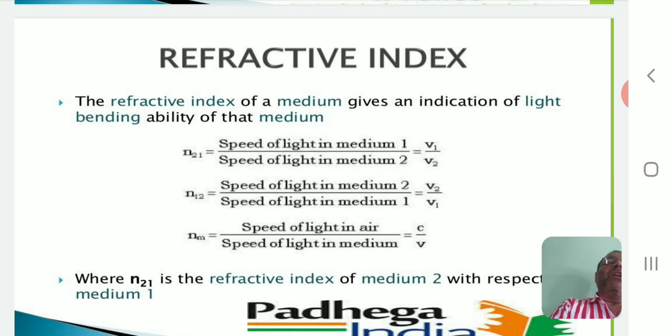Its formula will be what? n21 means v1 upon v2. v1 and v2 are actually the speed of light in different media, medium 1 and medium 2. So this is very clear. So n21 is the refractive index of medium 2 with respect to medium 1.